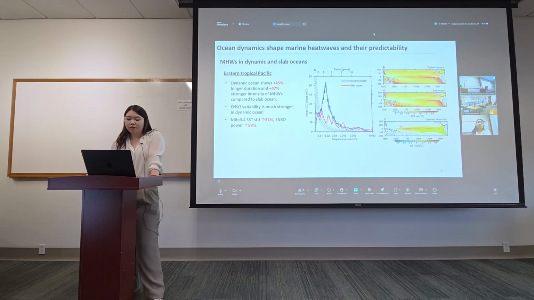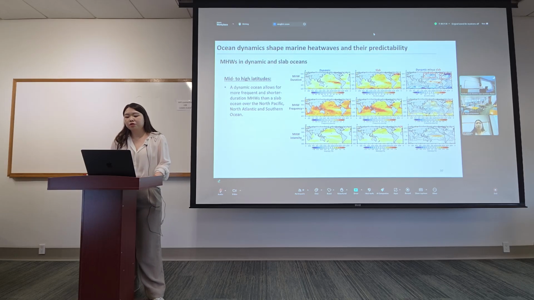That's because the dynamic ocean captures the coupling between the tropical ocean and the atmosphere, and it also resolves processes like ocean heat transport and vertical mixing, and all these processes help to sustain the ENSO-related SST anomalies. But on the other hand, the slab ocean cannot do that. It basically relies on the local surface heat fluxes, the atmosphere feedbacks, and the ocean heat capacity.